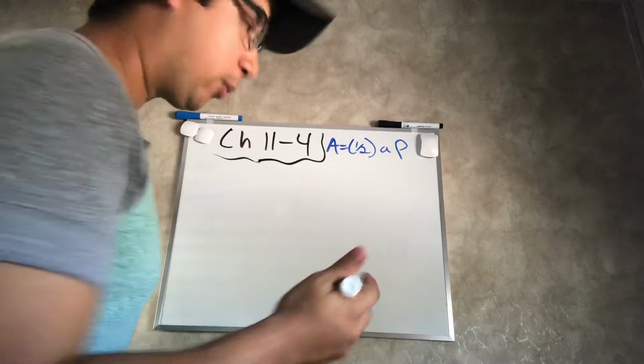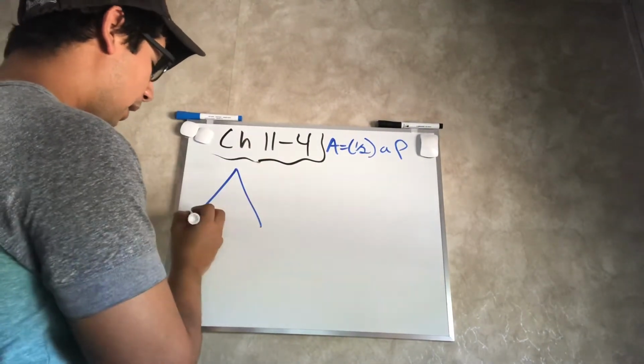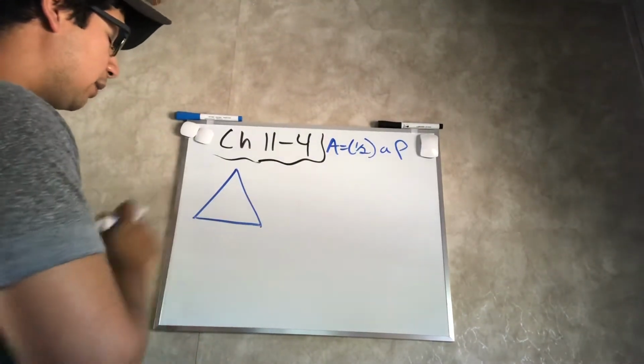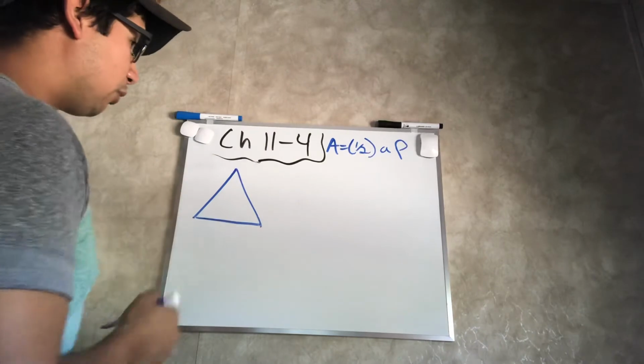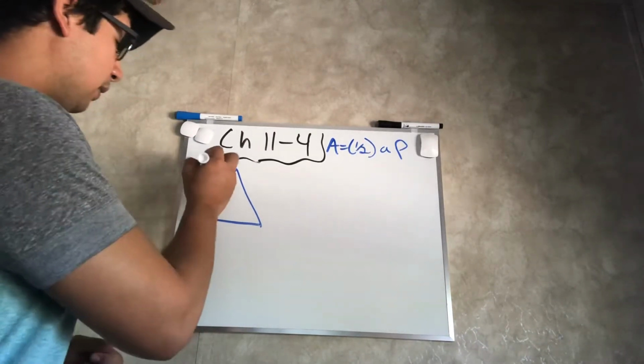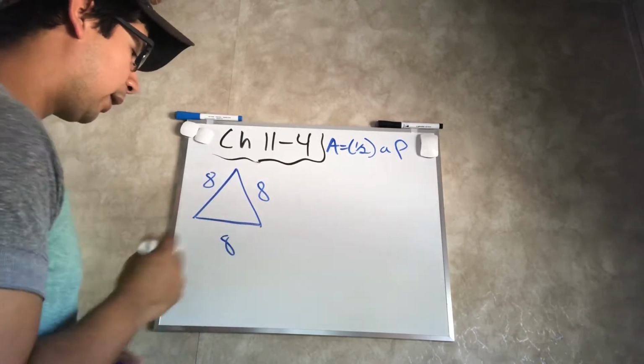So let's work out number 1. Number 1, we have a triangle. And it says in the instructions that this is a regular polygon. So that means that all the sides measure the same, and all the angles measure the same. They tell us that one of the sides equals 8, so that means that all of the sides measure 8, because it is a regular polygon.